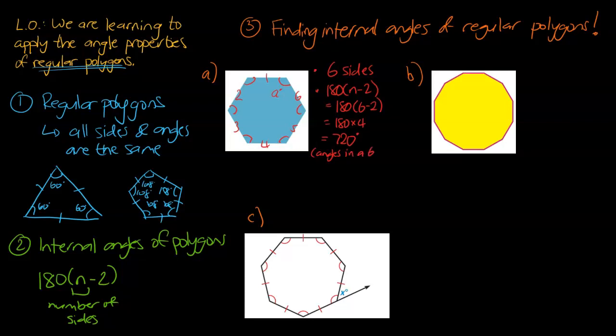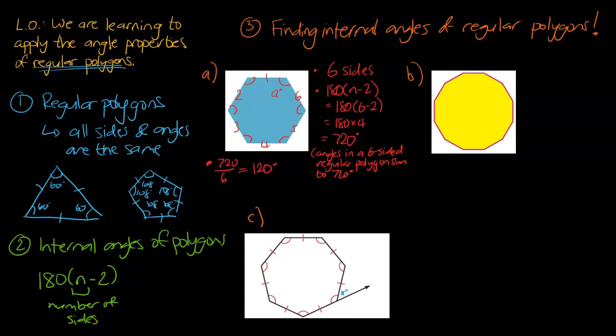Angles in a 6-sided regular polygon sum to 720 degrees. Now the next step: because it's a regular polygon, all of the angles are going to be exactly the same. So we're going to divide 720 by 6 because we've got 6 angles, 1, 2, 3, 4, 5, 6. That relates to the number of sides: 6 sides, 6 angles; 12 sides, 12 angles. So 720 divided by 6 is going to be 120 degrees.